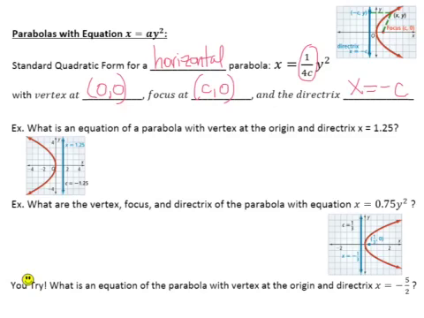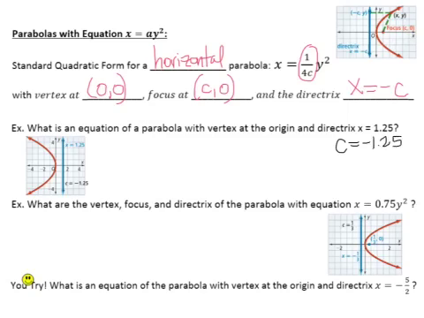Alright, so in our example it says, what is an equation of a parabola with the vertex at the origin? Again, cluing us in that we are going to use this formula above, and the directrix at x equals 1.25. Now above, the directrix tells us that x is equal to the opposite of c. So since x equals 1.25, we know c then is the opposite of 1.25, so c is negative 1.25.